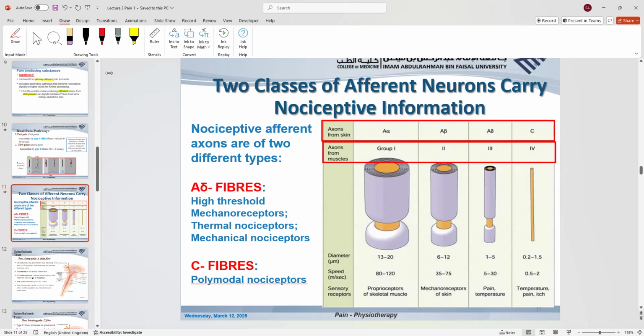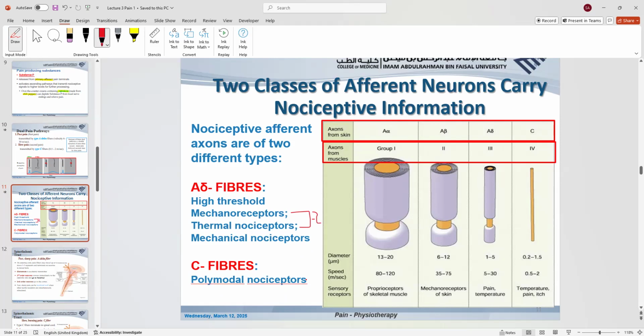And on the left side, it is clearly written that A delta fibers basically are coming from the mechanical nociceptors and thermal nociceptors, whereas the C fibers are coming from polymodal nociceptors, different chemicals.